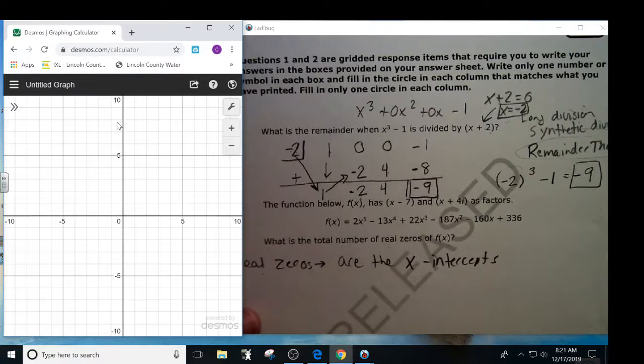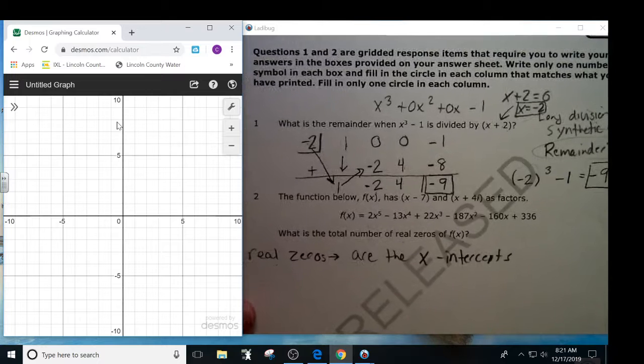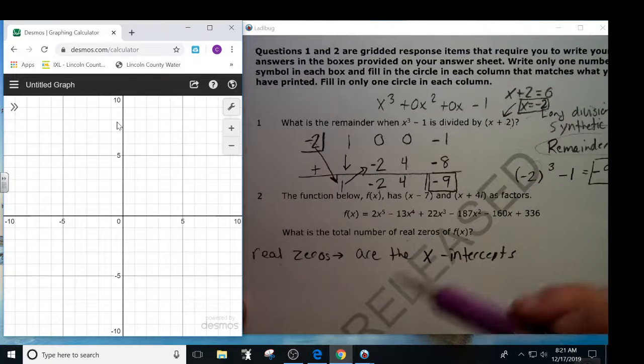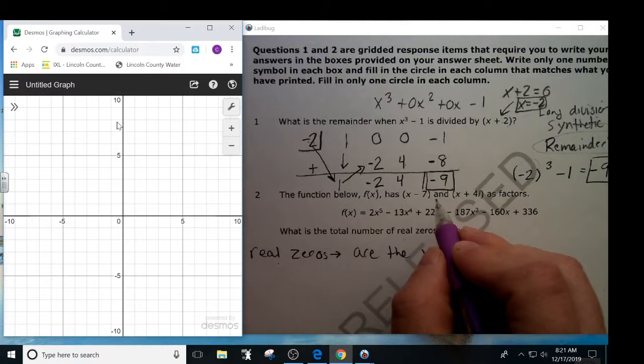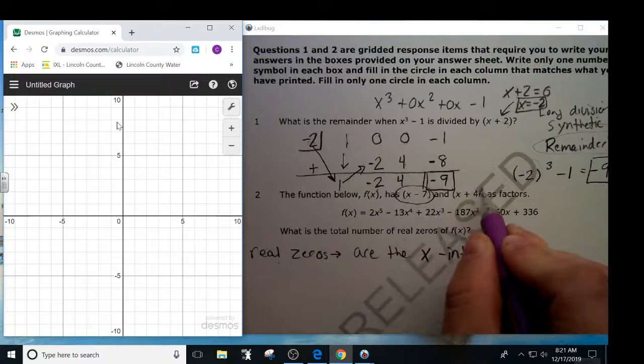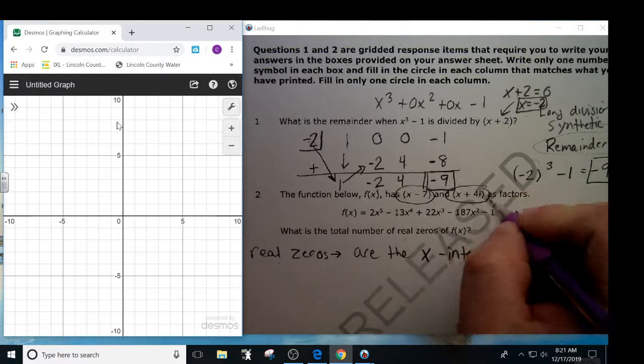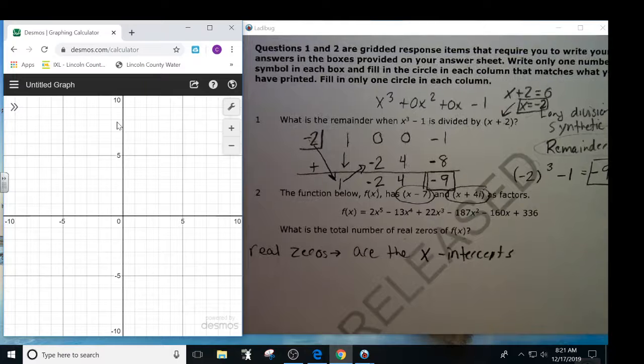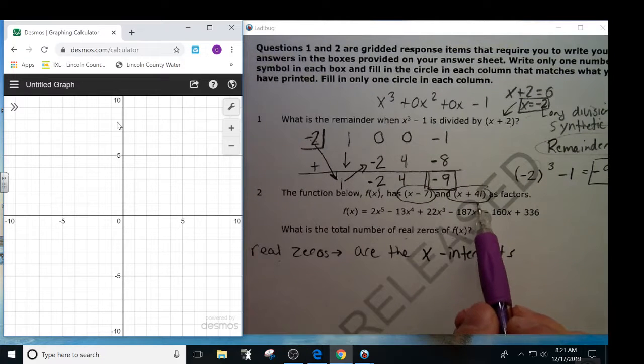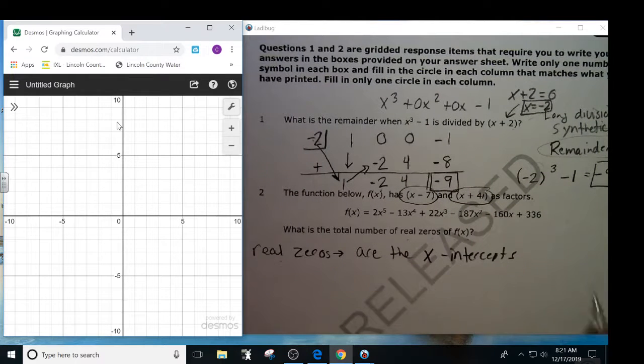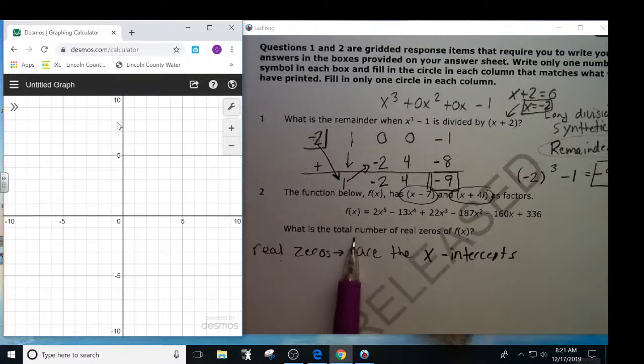Now, guys, what it does here, it gives you two factors of it. It gives you x minus 7 and x plus 4i. Guys, what this is a complex. That's a non-real solution. I don't really care about that. They give you this, but it really doesn't matter about that, okay? Now, what you're worried about, what is the total number of real zeros? For it to be a real zero, you have to find the x-intercepts.